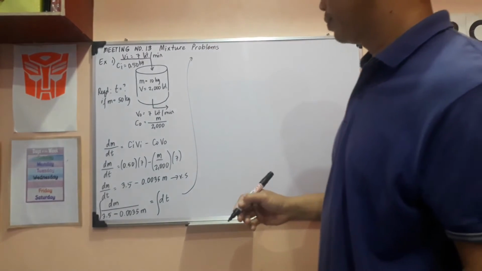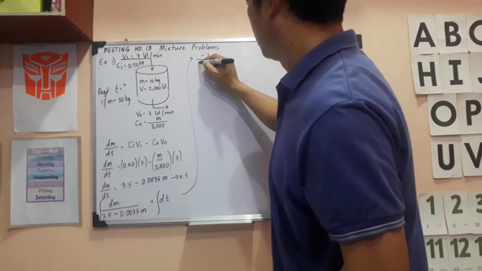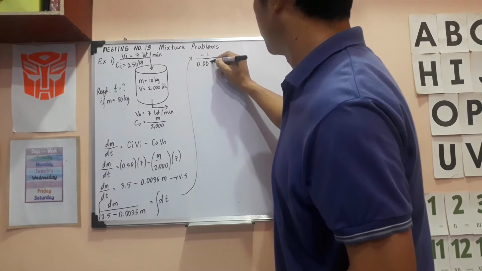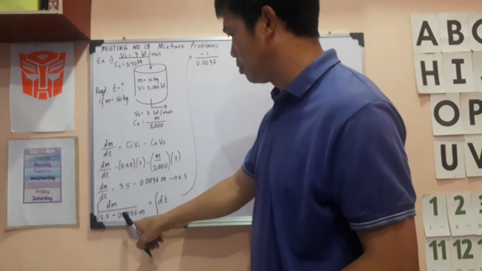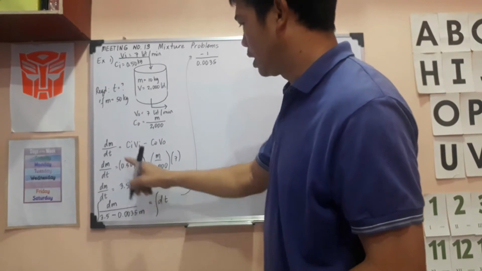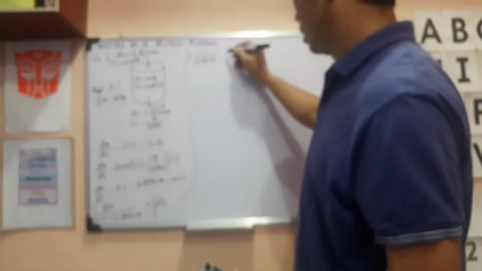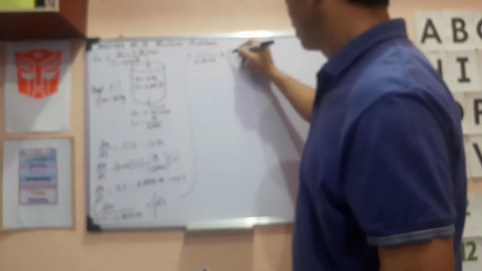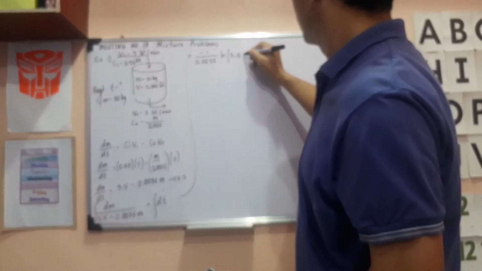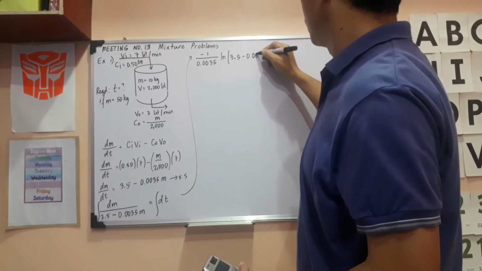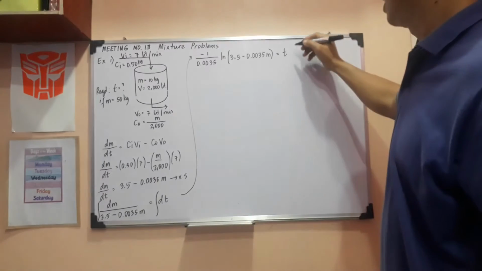So we have negative 1 all over 0.0035. Saan galing yon? Pag in-integrate natin, ito yung our u, ang derivative nito ay ito. And then, pag nag-integrate tayo, sa ilalim yon, di ba? So, alam na yan. And then, ln of 3.5 minus 0.0035m is equal to t and then plus c.